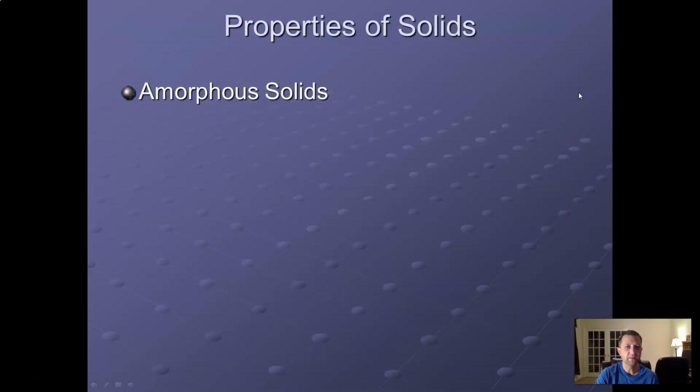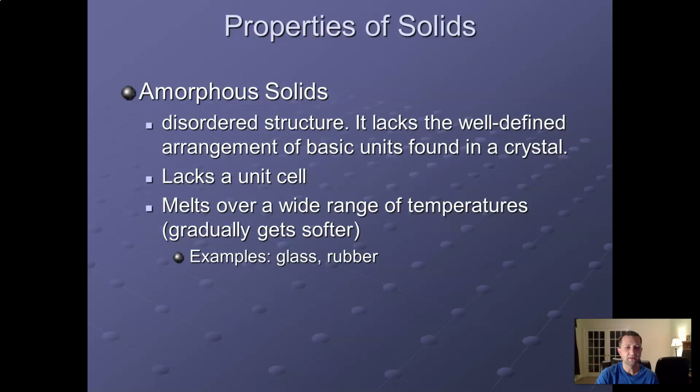The other type of solid is amorphous, and you can see a couple points about that. It's basically the opposite of a crystalline solid. They're disordered. It lacks a well-defined arrangement that you would see in a crystal like we just saw in the previous slide, so it lacks that unit cell. And there's a very wide range of melting points here. It might just gradually get softer instead of having a distinct solid and then liquid, and a melting point between the two. Glass is a good example. Rubber is a great example of an amorphous solid.